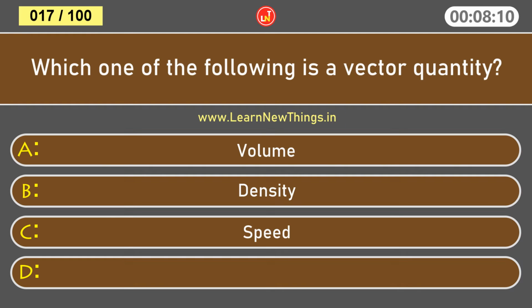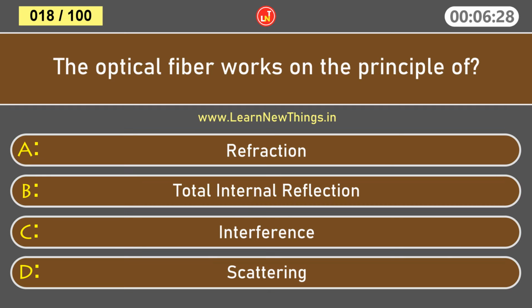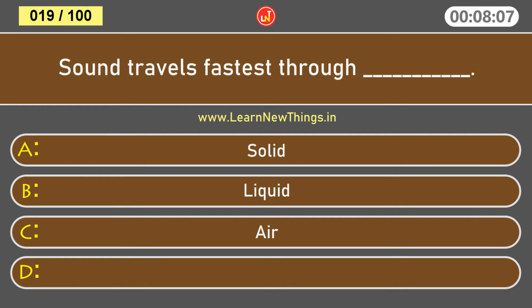Which one of the following is a vector quantity? Velocity. The optical fiber works on the principle of total internal reflection. Sound travels fastest through dash. Solid.